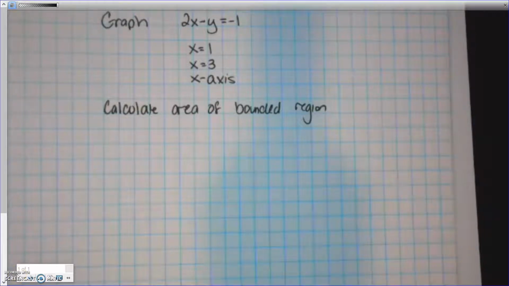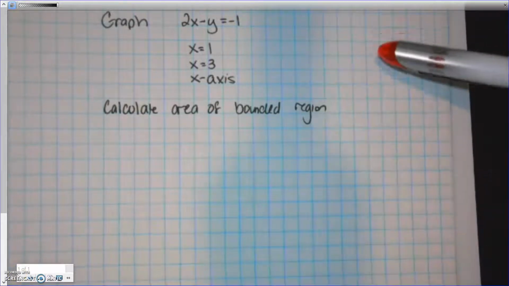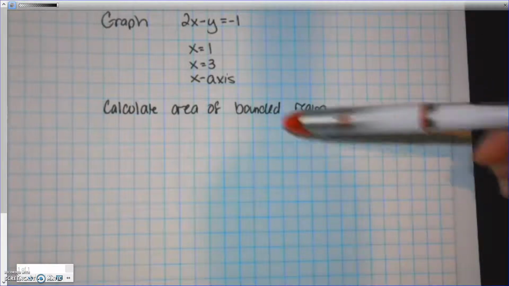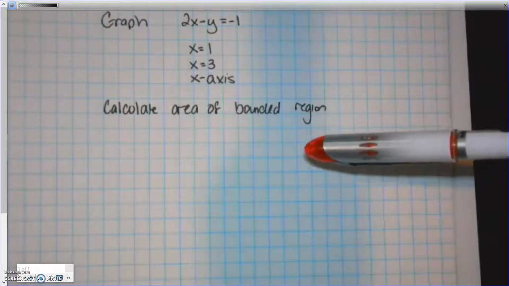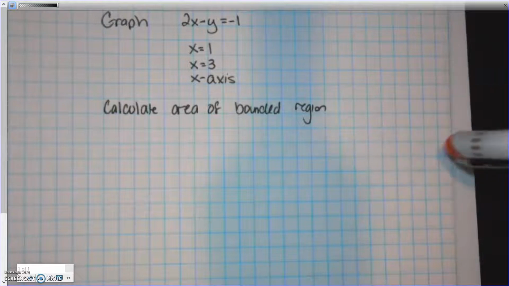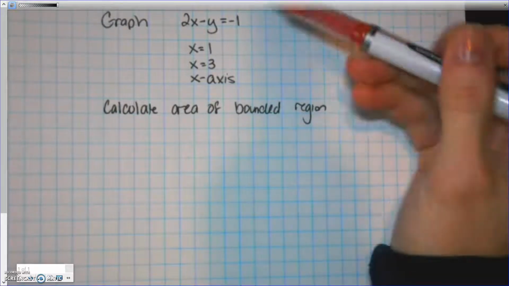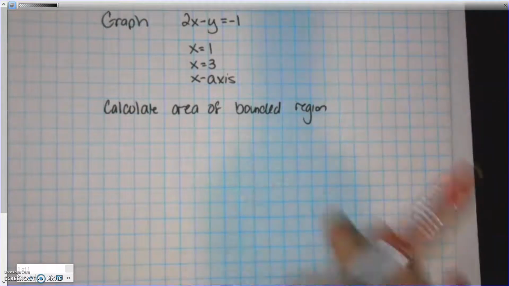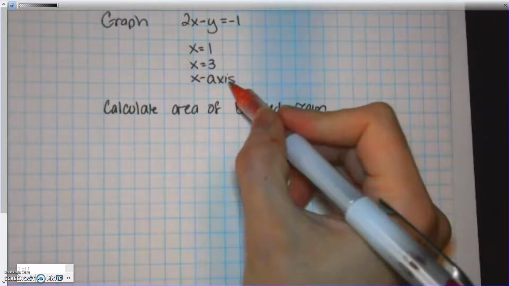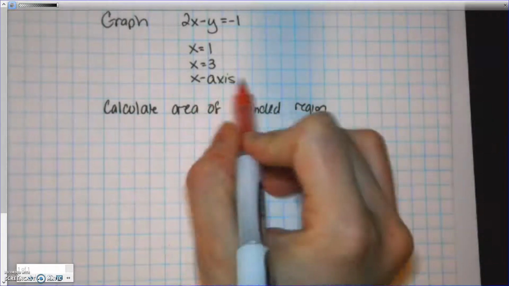In this video, I'm going to show you how to calculate the area of a bounded region when you're given some equations so that you can use that on your PowerPoint assignment for this week. So the first thing is I give you a couple of equations and then I gave you just some graph paper. So you are going to take your lines and actually graph these different lines.